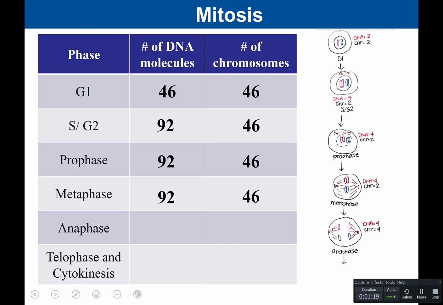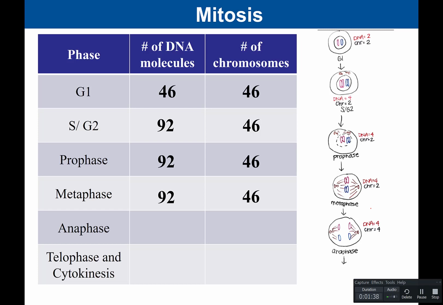So if we go back and we look at our drawing, here we have our cell in anaphase. Our sister chromatids have separated. They've gone to opposite ends of the cell. Our DNA number is still 4, right? If we look at metaphase, the number was 4. It's still 4. We still have the same number of DNA.